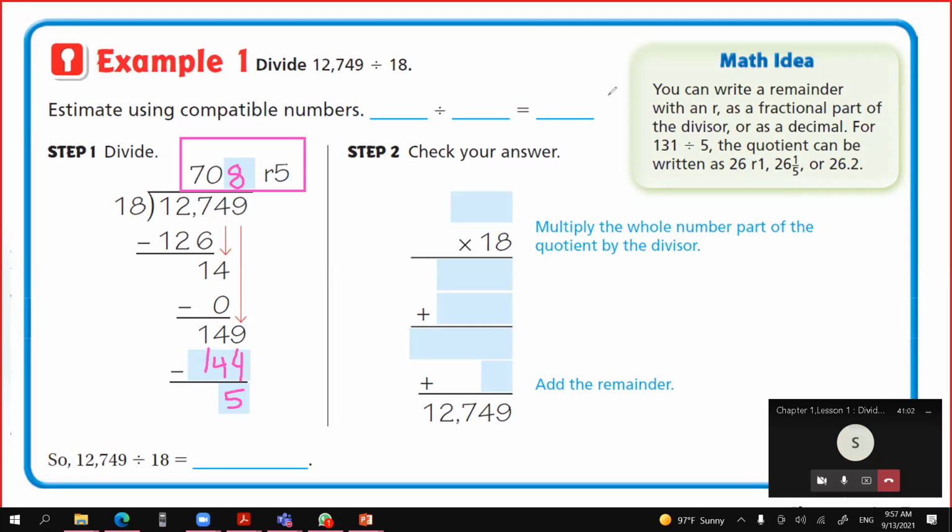Now then, how can I check my answer? Checking my answer means I have to multiply the quotient, which is 708, by 18. Okay? Let's multiply now here. Eight times 8.